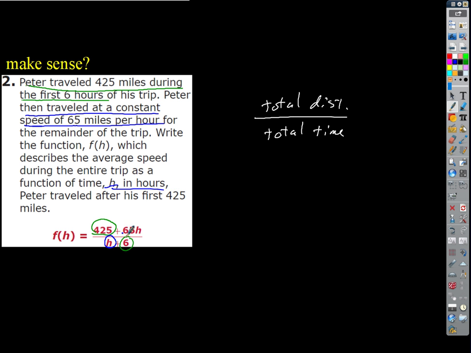So there's the two parts of the distance, first part and second part. There's the two parts of the time, first part plus second part. That's it.